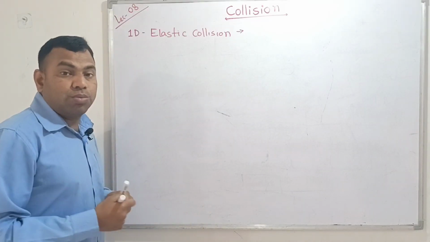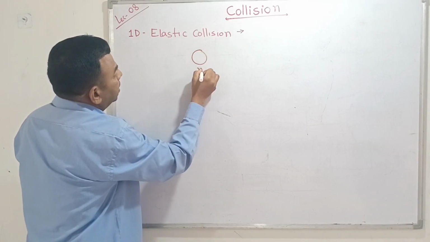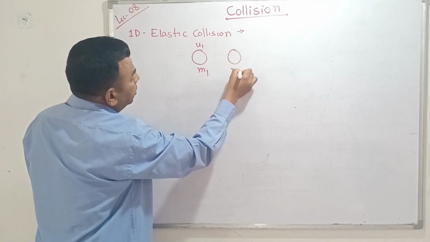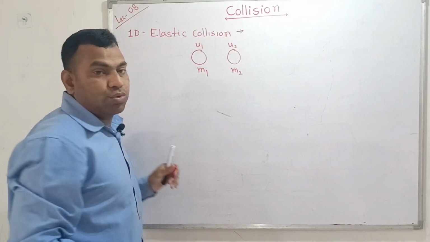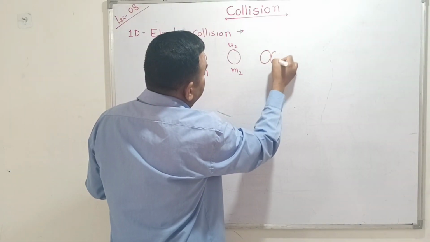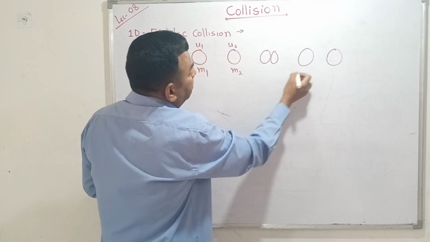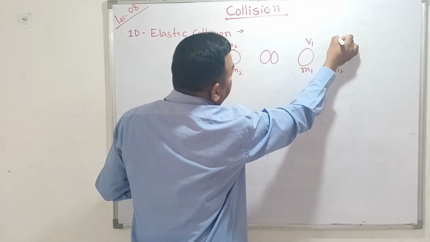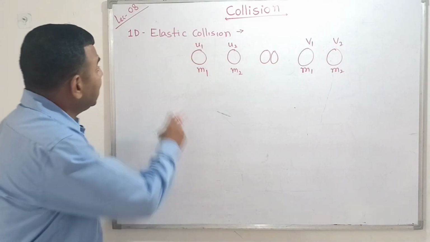Suppose there are two balls. One is mass m1, with initial velocity u1. Another is mass m2, initial velocity u2, and here u1 is greater than u2. And there will be the collision. And this is the case after collision. After collision the masses will be the same, m1 and m2, and the velocities suppose v1 and v2. Here v1 is the final velocity and this is an elastic collision.